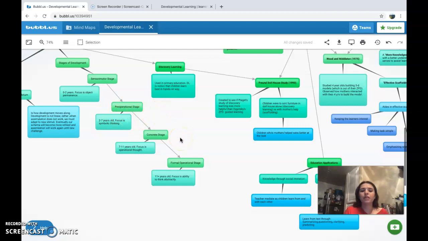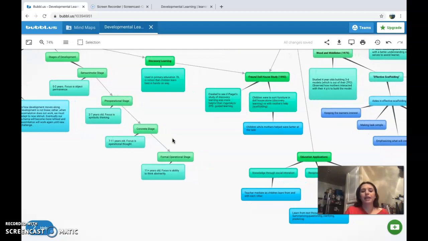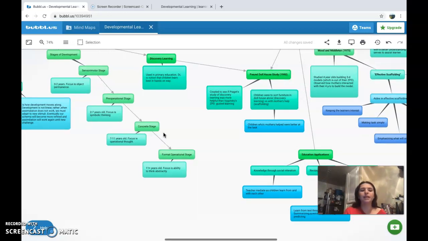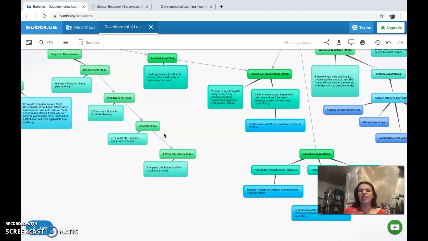After 7 years old until about age 11, children enter the concrete stage. And this is where the focus becomes operational thought. In the concrete stage, children no longer have to physically do things to guess or to test how they're going to work. So if you gave a 7 to 11-year-old a square block, a triangular block, and a circular block, they would be able to put it into the correctly shaped holes without having to wedge it or test it, because they have operational thought that says this square is only going to fit into the square, and so on and so forth.